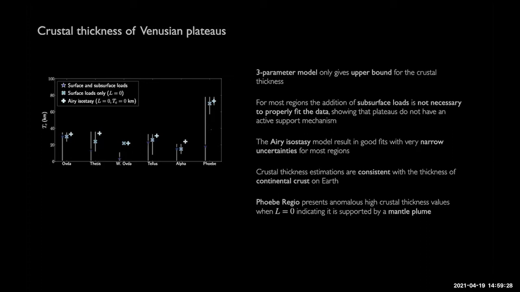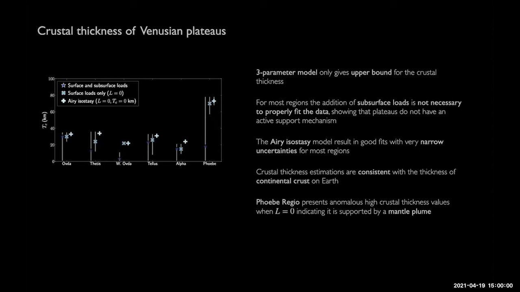surface loads, and this indicates that the plateaus do not have an active support mechanism currently, so there's nothing in the mantle that keeps this high topography. It's basically the flexural compensation of the surface that supports this topography. It's a regime very close to this isostatic that we call area isostasy regime. And the crustal thickness estimations we find at around 20 to 30 kilometers are very close to what we have for the thickness of the continental crust on the Earth.